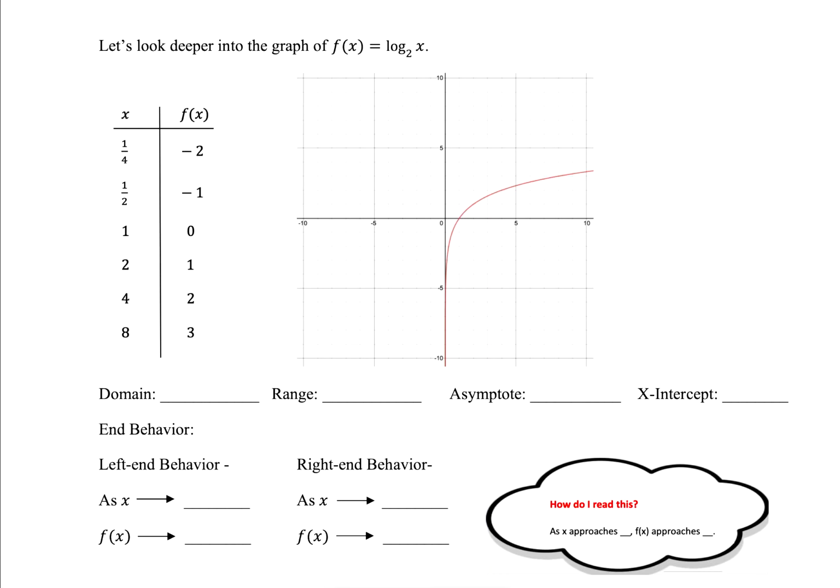So we're going to look a little bit more into the graph of f of x equals log base 2 of x. Here's the graph. I also include the xy table on the left. I know we've done this already, a couple days ago, but let's just do the domain, range, asymptote, and x-intercept for this. So pause the video, take a minute, and write those down.